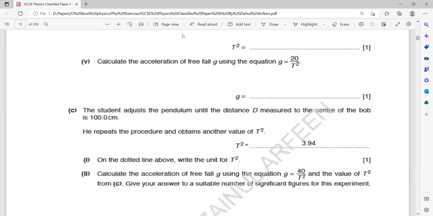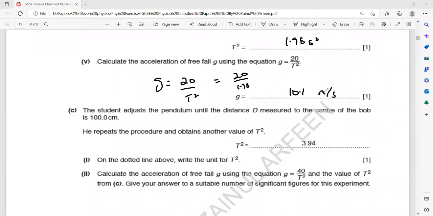Then we need the value of gravity, that is 20 divided by T squared. This was 1.98, so 20 divided by 1.98. What's the answer? 10.1. The unit of acceleration is newton per kilogram or meter per second squared. It is 10.101, but rounded off to three significant figures it will be 10.1.